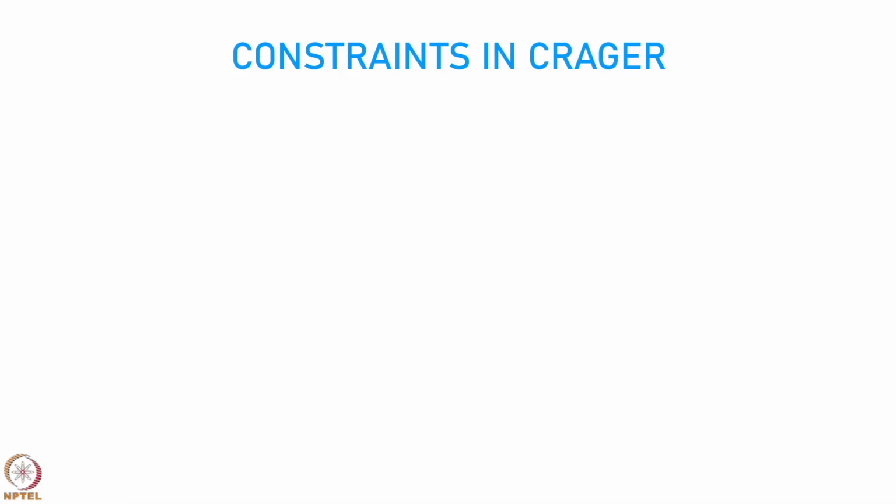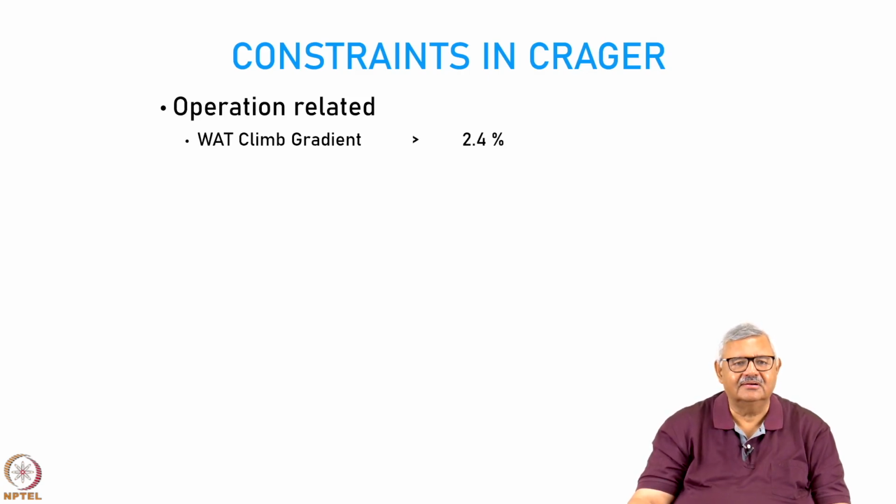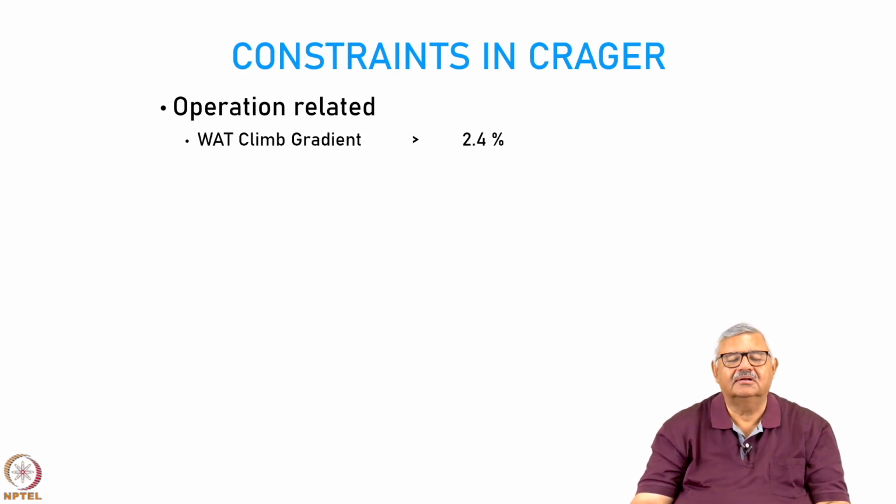Now, after having looked at the design variables, let us understand those 10 constraints in CRAGER. There are some which are operation related, such as the climb gradient. This is required to ensure that the aircraft has certain reserve power when it goes into a climb. This is a requirement which has come from the regulatory bodies. So, this is called the weight, altitude, temperature climb gradient.